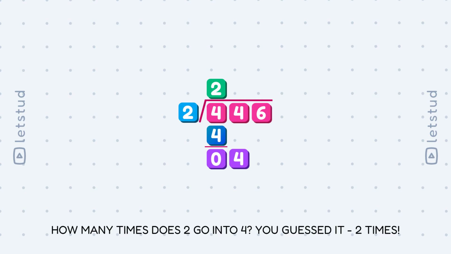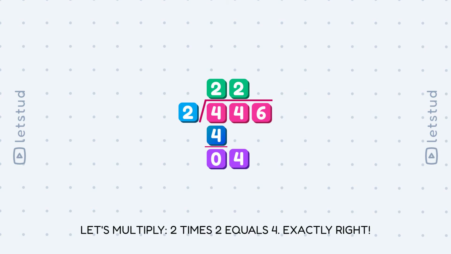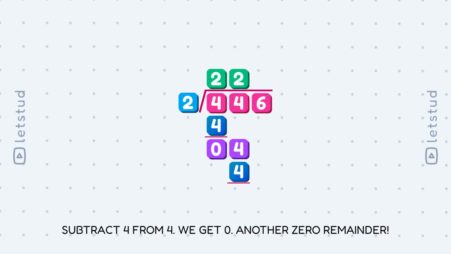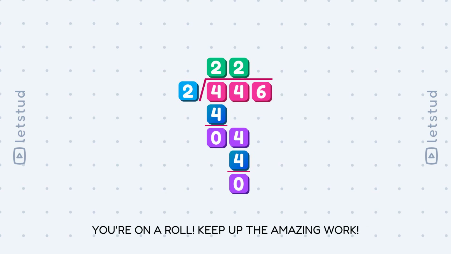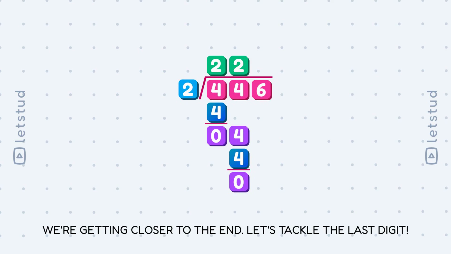How many times does 2 go into 4? You guessed it, 2 times. Let's multiply. 2 times 2 equals 4, exactly right. Subtract 4 from 4, we get 0. Another 0 remainder. You're on a roll. Keep up the amazing work. We're getting closer to the end. Let's tackle the last digit.